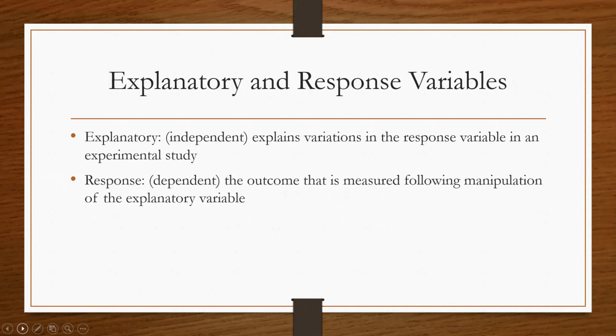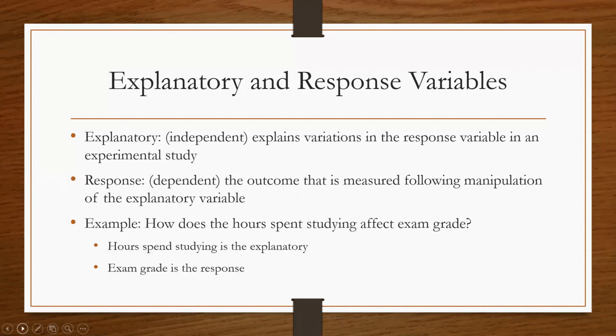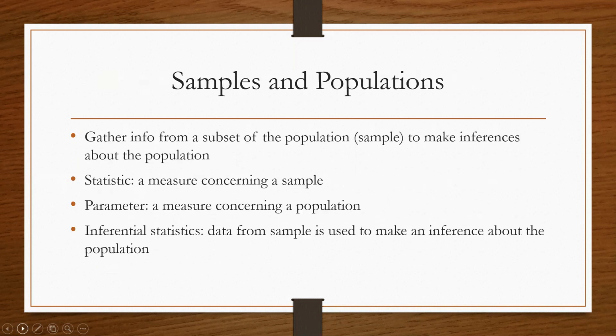Then you also have explanatory and response variables. Explanatory variables are basically independent from the experiment, so they explain the variations in the response variable in a study. Meanwhile, the response variables are dependent on what you do with the explanatory variable. It's basically the outcome that you're measuring following the manipulation of the explanatory variable. For example, how do the hours spent studying affect exam grades? The hours spent studying would be the explanatory variable since that's what's varying, and the exam grade is the response to the hours spent studying.